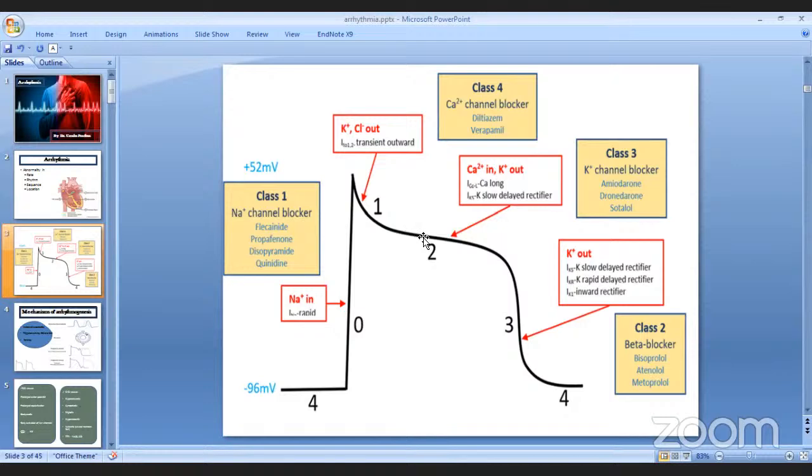Again, this is decreasing, but what happens here is in phase 2, there is a plateau phase. Why is there a plateau phase?